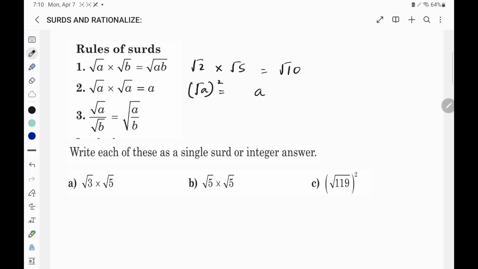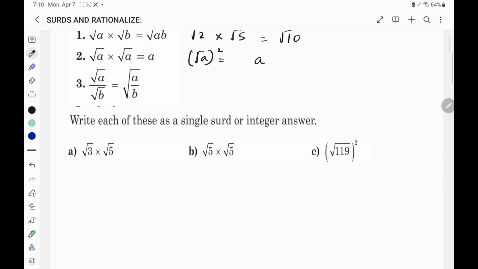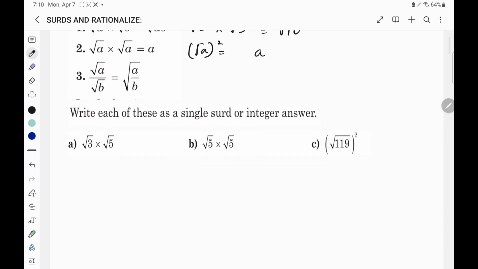So we are starting the questions here. Write each of these as a single surd or integer answer. This is the first question. I'm starting with very simple and easy questions, and gradually we will solve the more difficult questions in this topic. That will be very helpful for you in your exams.